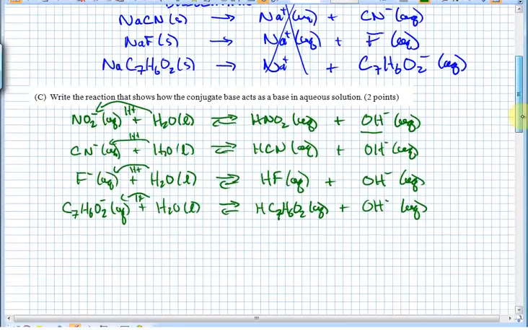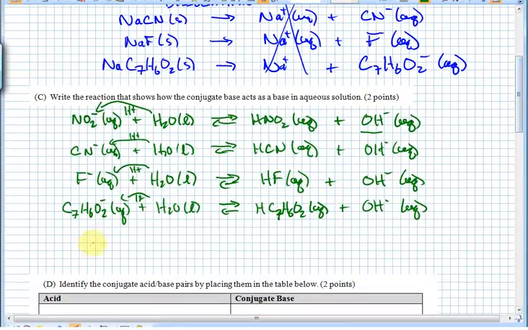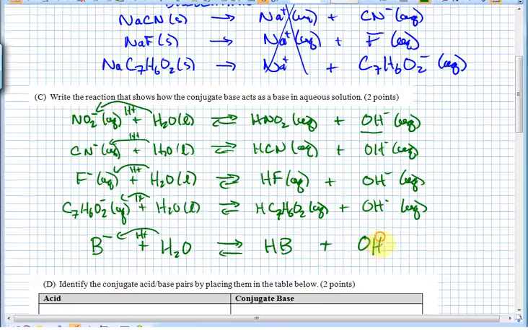General reaction here. We could represent the base as B minus. These are all anions reacting with water to form the conjugate acid and hydroxide ion. There we go. There's the general form of that reaction. Okay? Conjugate acids, conjugate bases.